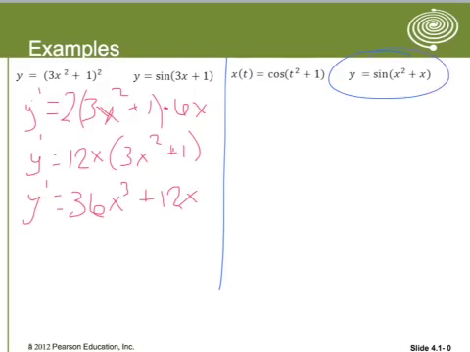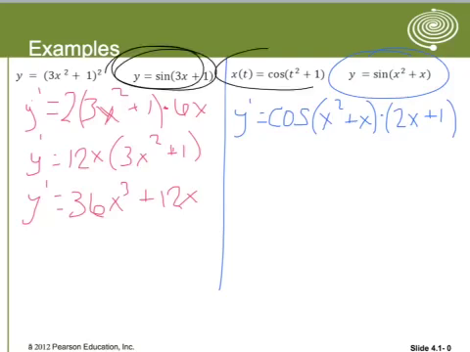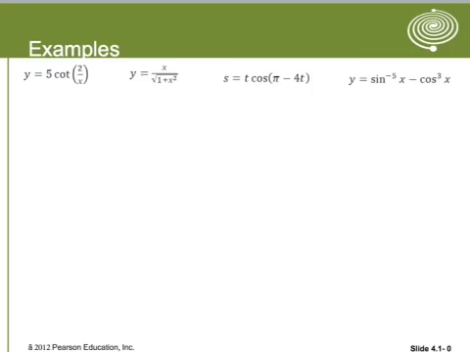Let's do this one as well. So we have outside function of the sine, derivative of sine is cosine. Evaluate that at the inside function. Now I multiply by the derivative of the inside function, 2x plus 1. You have a couple more to do here, so work on those two. Push pause on here, find the derivatives of them. And then here are 4 more examples.